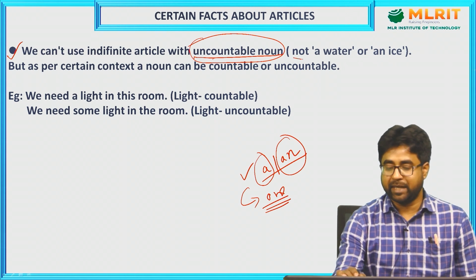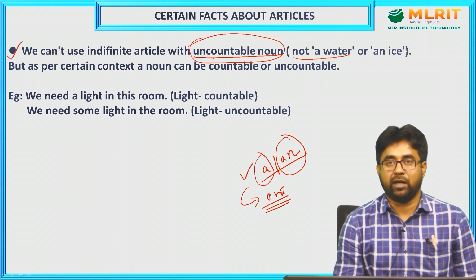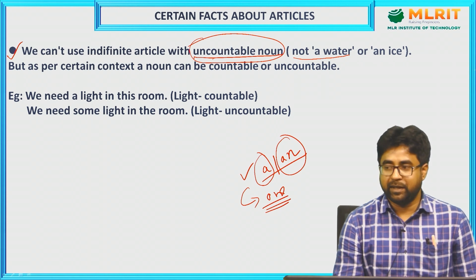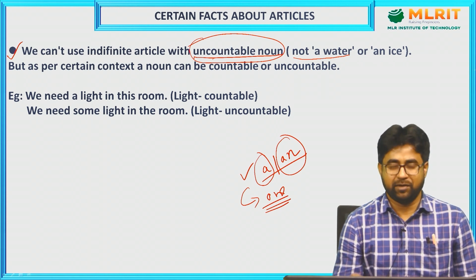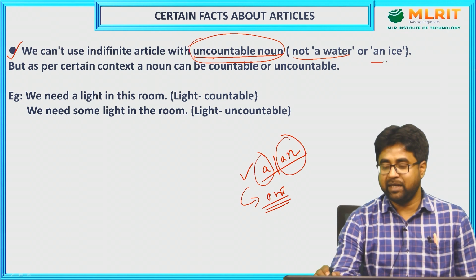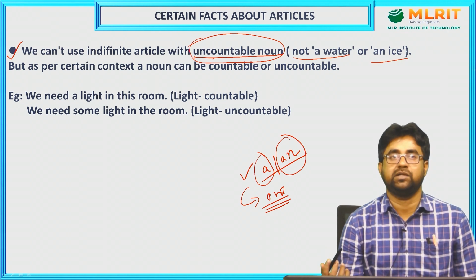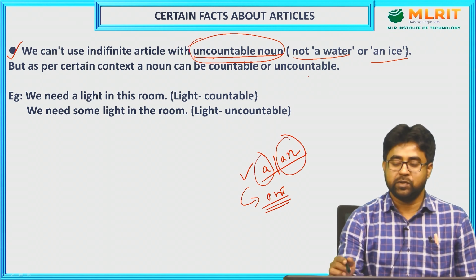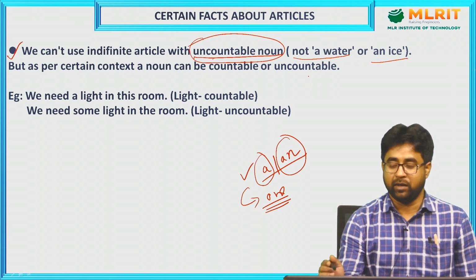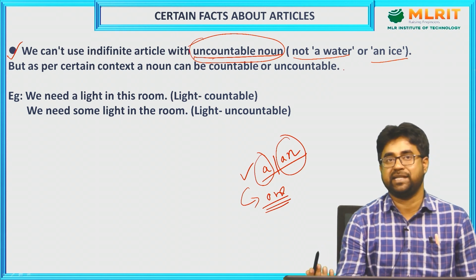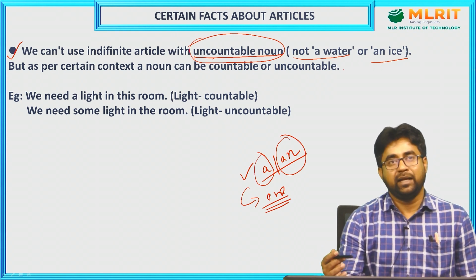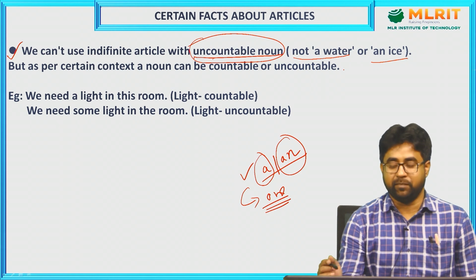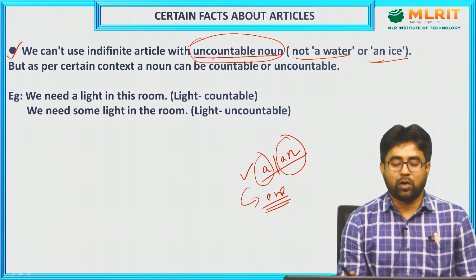For example, we cannot say give me a water, because water is an uncountable noun. So it would be very awkward if we say give me a water. It would be wrong also, in fact. Similarly, if I say give me an ice, that is also wrong. But I can say give me a bottle of water, because you can count how many bottles you want. You can also say give me an ice cube, because ice cubes are countable, you can count them. So that is the normal rule.